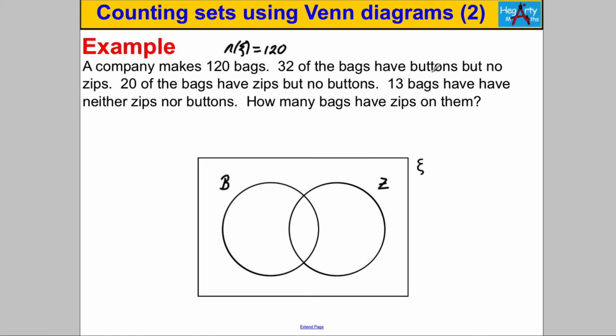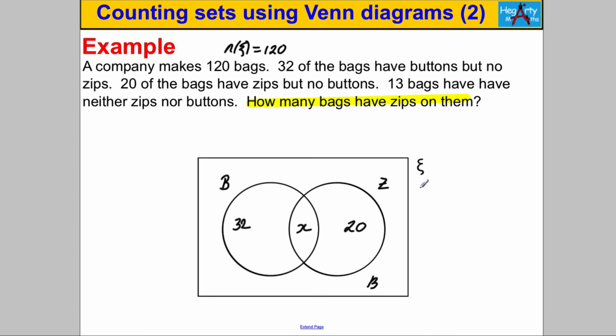32 of the bags have buttons but no zips. So let's put 32 in here for the buttons outside the zip region. 20 of the bags have zips but no buttons, so 20 must go here. It says 13 of the bags have neither zips nor buttons, so 13 must go out here. The only thing we don't know is this value here. Now the question asks us how many bags have zips on them. So it doesn't ask us to find x, but we're going to need x to work that out.